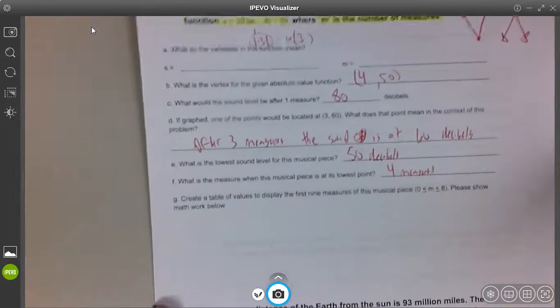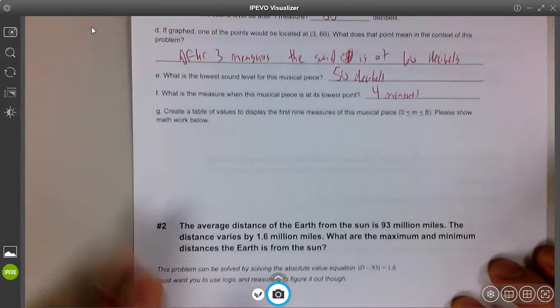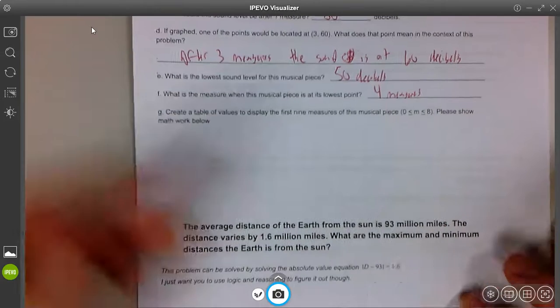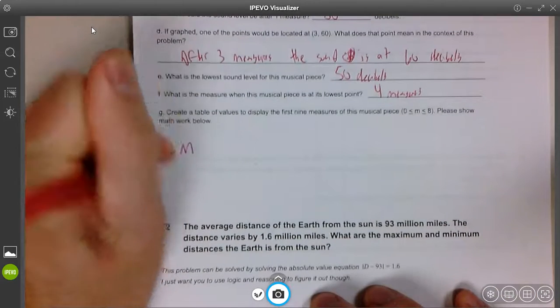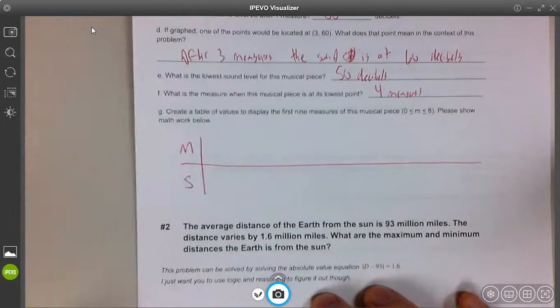Finally, it says to create a table of values to display the first 9 measures of the musical piece. Show your math work below. Okay, well, they're telling us what our M's should be. Go from 0 to 8, our M's. So we can make a little table. I'll probably make it sideways because there's more room that way. But we have M and we have S.